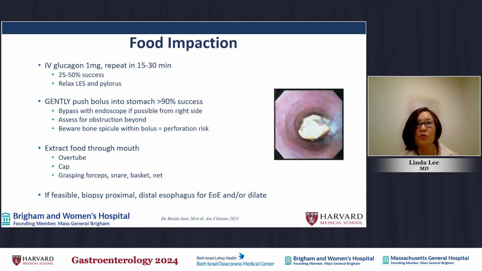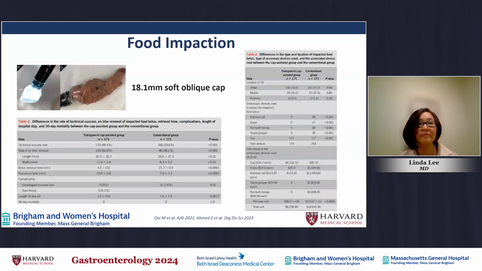And if it's a huge amount of food, again, I think you should intubate the patient or at the very least use an overtube and have a variety of tools available. If it's feasible to do this after you've cleared the food impaction, certainly biopsy to look for EOE and/or dilate if there's not a large ulcer or significant inflammation.